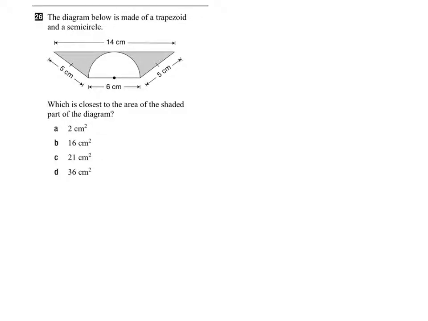The diagram below is made of a trapezoid. Okay, they tell you the shape in this one, and a semicircle. Which is closest to the area of the shaded part? So they're actually telling you the shapes, and they're telling you what formula you need to use. So let's write down the two formulas.